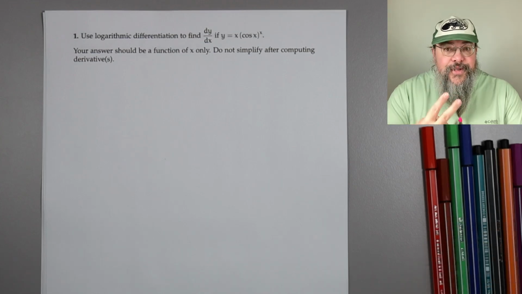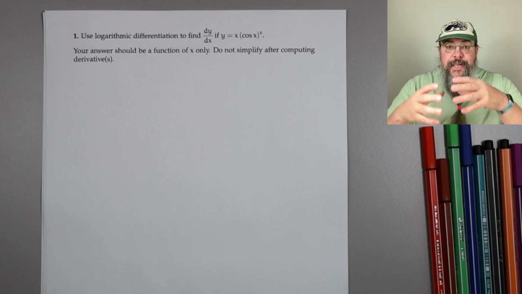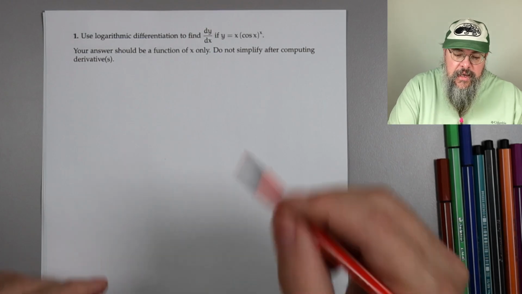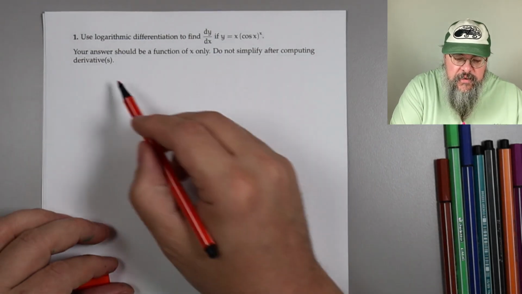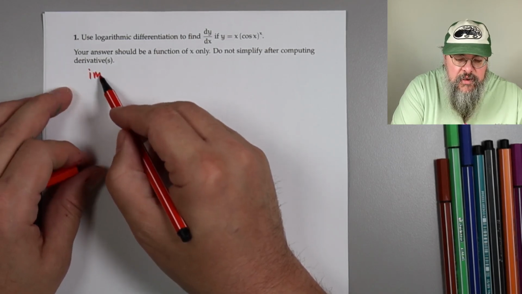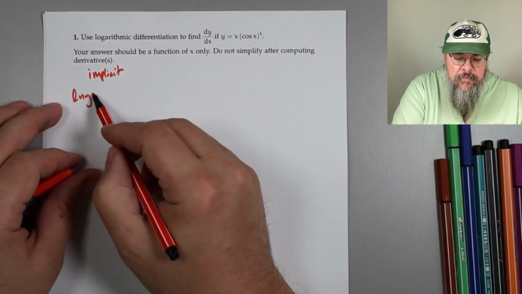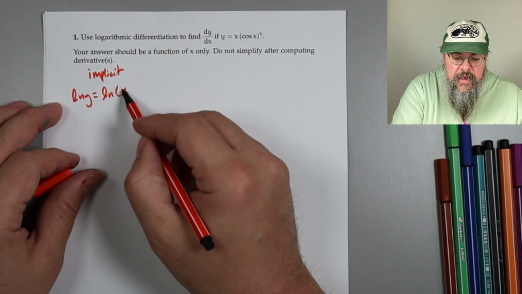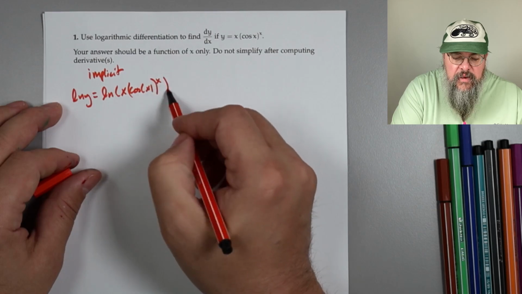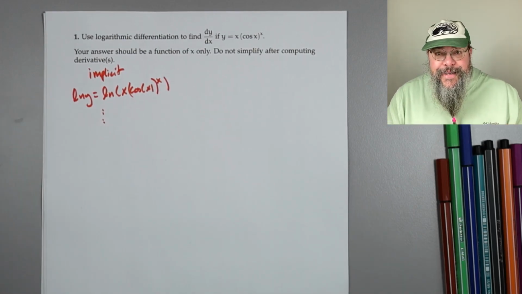Now there's 2 schools of thought when it comes to logarithmic differentiation. One school of thought is the implicit route. And it says the following. Say, hey, take the log of both sides. So we'll say this is the implicit route, namely log of y equals log of (x cosine x) to the power x, and then move forward. I am not in that camp.